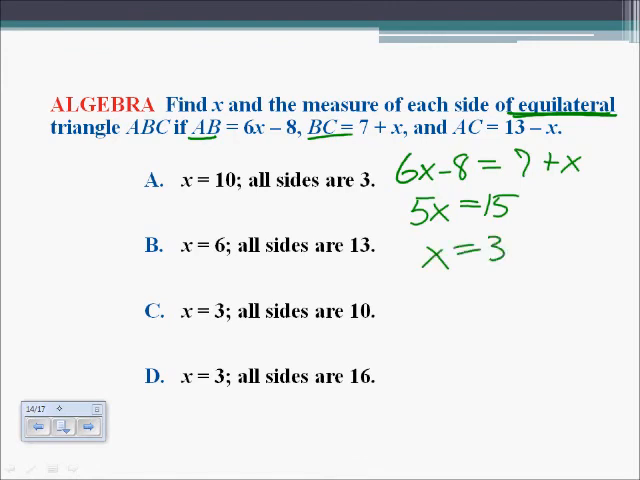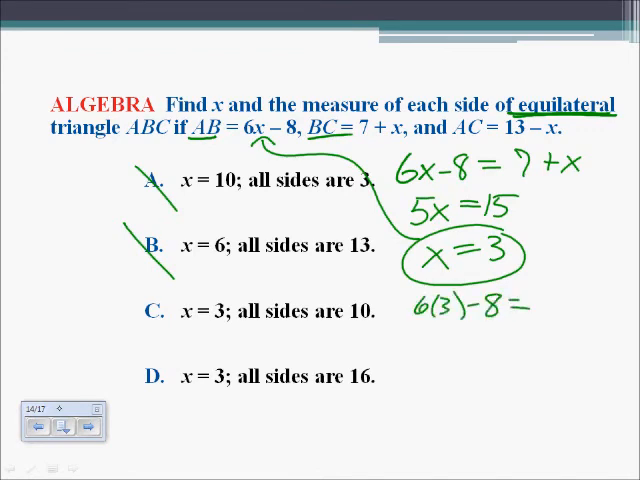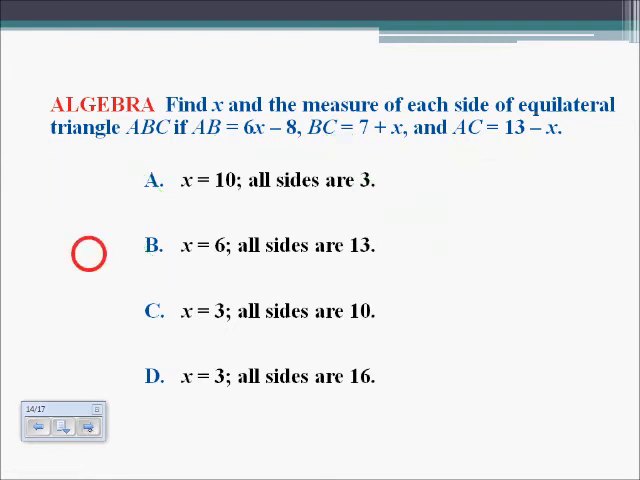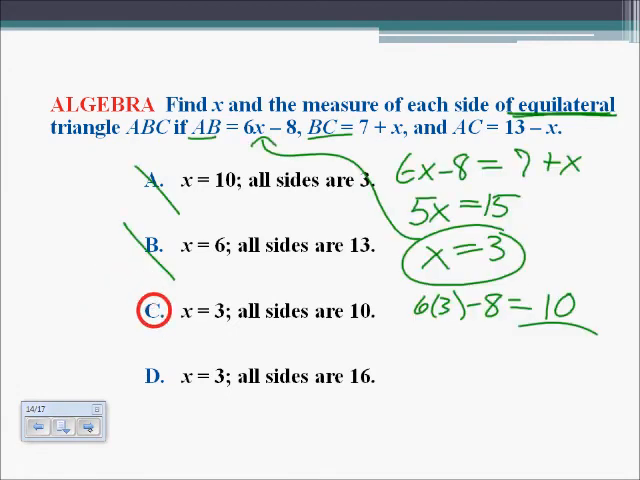X equals 3. Once we have x equals 3, we know that it can't be B and it can't be A. We can plug it back into any one of the sides, and we'll put it in for the first one, AB. We'll have 6 times 3 minus 8, which is 18 minus 8, or simply 10. So the sides are 10, which leaves us with the answer of C.